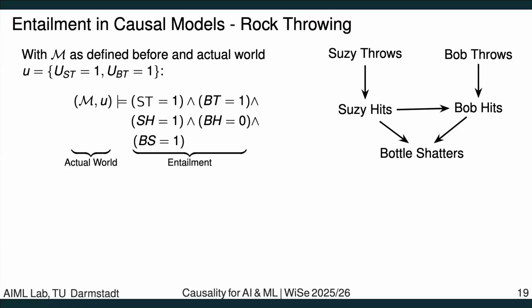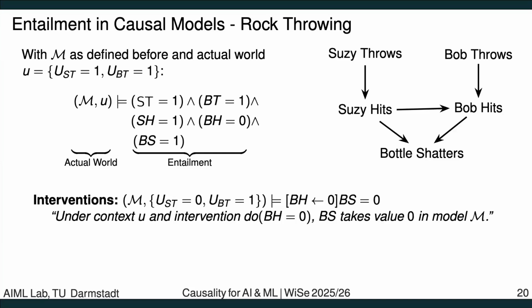And then this is basically the full entailment of what the actual world models. So we have, again, the model, we have our U, and basically what this entails is which values all the endogenous variables will take on. We haven't considered interventions here, but here would be an example where Susie doesn't throw, and we observe Billy to throw the rock, but let's say Billy didn't hit for whatever reason, and this then would entail, because nobody of the two hits, that the bottle doesn't shatter.